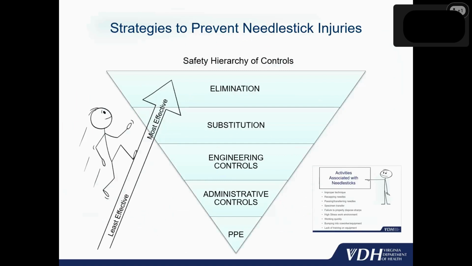Elimination, physically removing the hazard. This can involve eliminating the use of needles and other sharps. Substitution, replace the hazard. Use alternate routes of vaccine and medication administration. Engineering controls, isolate people from the hazard. This includes using engineered safety devices on needles. Administrative controls, change the way people work. This can include using a neutral zone to avoid hand-to-hand passing of needles or prohibiting recapping of needles.